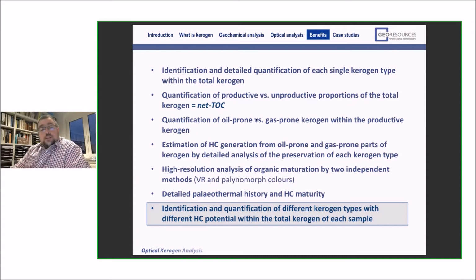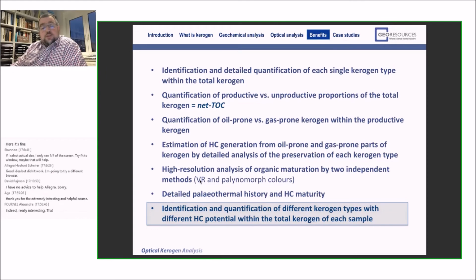We can quantify the oil-prone versus gas-prone kerogen within the productive part of the kerogen. We can estimate the hydrocarbon generation from the oil-prone and gas-prone parts of the kerogen by the detailed analysis of the preservation of the different kerogen types. Then with the maturation, which we left out of this presentation, we can make a high-resolution analysis of the organic maturation, and best with two independent methods, vitrinite reflectance and polymorph colors, for example.